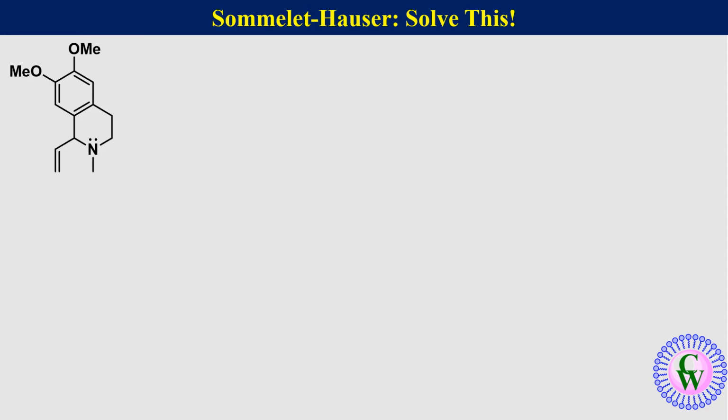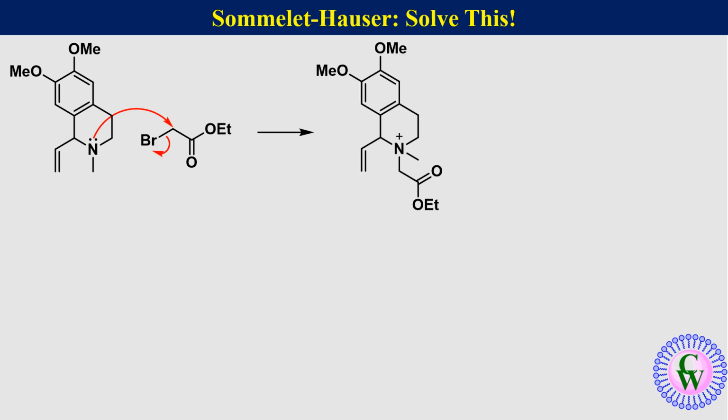The tetrahydroisoquinoline derivative has a tertiary nitrogen which acts as a nucleophile. Ethyl bromoacetate has electrophilic carbon. SN2 attack by tertiary nitrogen on ethyl bromoacetate produces this quaternary ammonium salt.